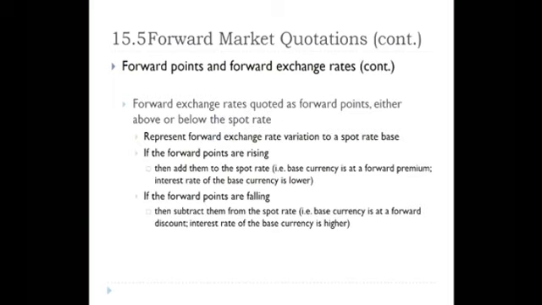So, forward exchange rates are quoted as forward points either above or below spot. Okay, forward points either above or below spot. What do we mean when we say that? Well, you have a current spot rate. That's the T+2 rate, remember? That's our current rate. If we want to offer someone a rate for the future, we're not going to offer them that rate. Why will we not offer them that rate?